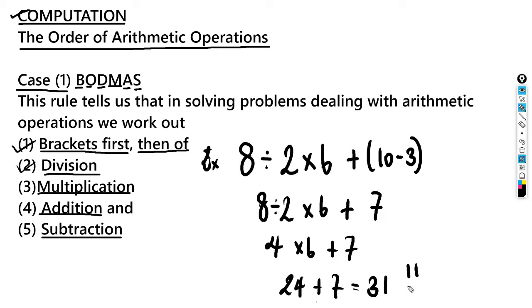All right, guys, so pretty easy. We did the brackets first, then we divided, then we multiplied, then we added. There was no subtraction after, but we did the subtraction in the brackets first because it was in the brackets. Okay, so let's look at the second case with the same example.